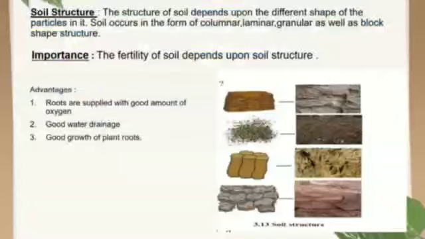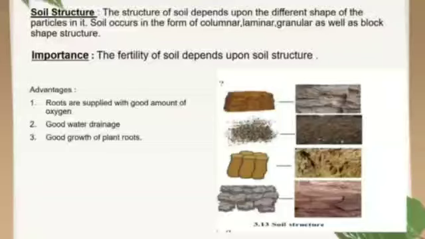Now let's know about soil structure. The structure of soil depends upon the different shape of the particles in it. Soil occurs in the form of columnar. Columnar are soil particles which are formed into vertical columns. Laminar. Laminar are arranged in layers. Granule. Granules are individual particles of sand, silt, and clay grouped together in small grains, as well as block-shaped structures.